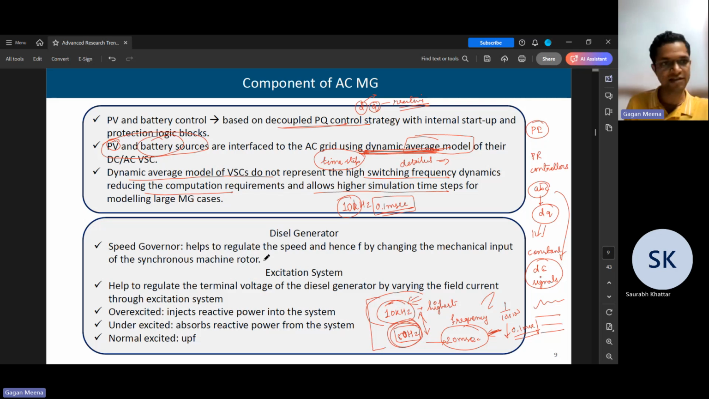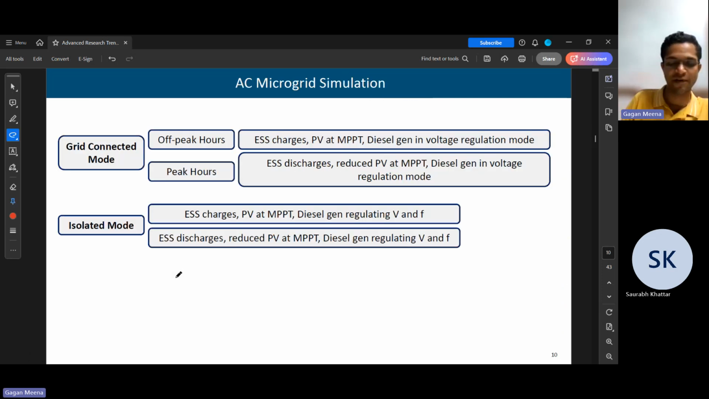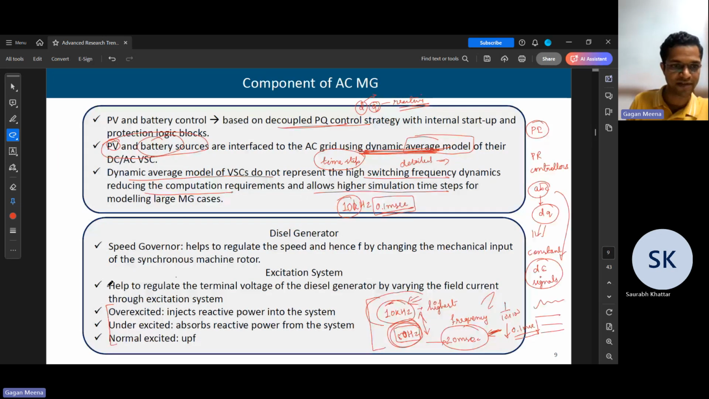Similarly, it has an excitation control by which we can control the voltage at its terminal. It helps to regulate the terminal voltage by varying the field current. In overexcited mode, it will inject reactive power. In underexcited mode, it will absorb. And in normal excitation, it will be operating at unity power factor. So this is very important. You can remember these things.